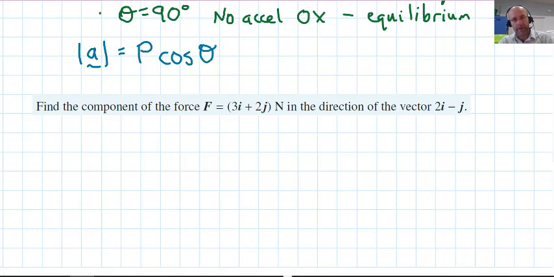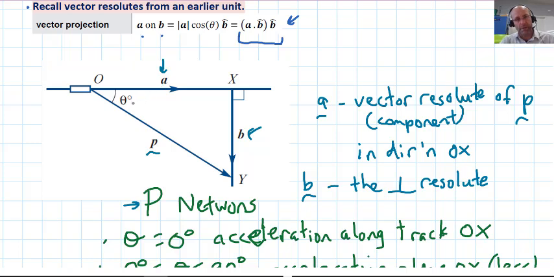The magnitude is P cos theta. We can see that by the trigonometry there. Adjacent over hypotenuse. So the magnitude of P cos theta is done by a simple right angle trig there.